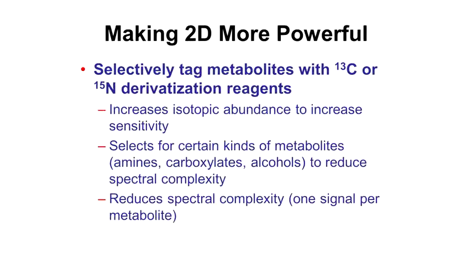The tagging also allows you to be selective. You can tag amines, you can tag carboxylates, you can tag alcohols, aldehydes, and ketones. And by selectively tagging these things, you're effectively reducing the complexity. So that helps with simplicity. In addition to reducing the spectral complexity by selection, you're also reducing it because you're down to basically one signal per metabolite, not 10 peaks or 20 peaks or 100 peaks.